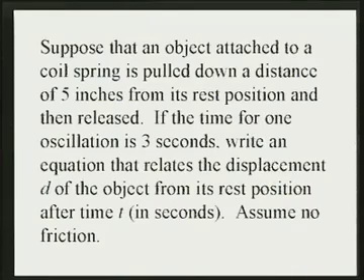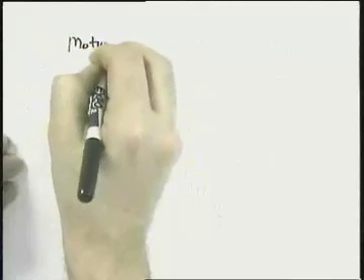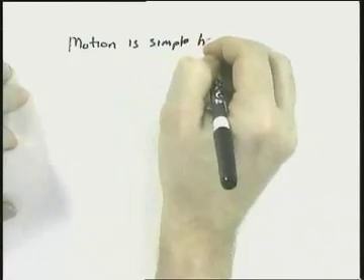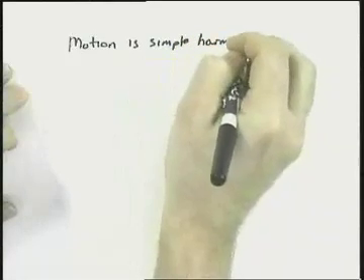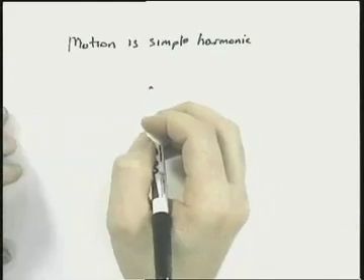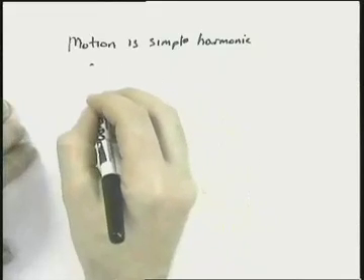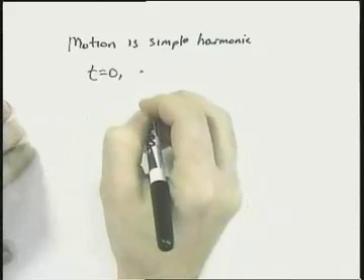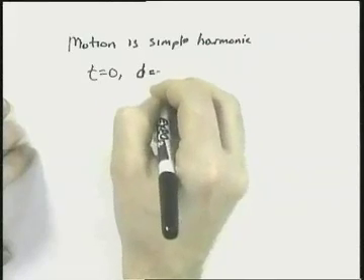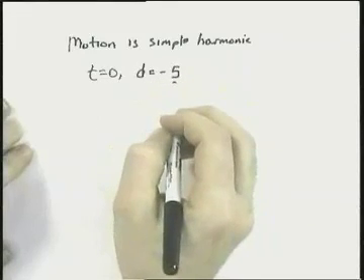Assume no friction. First, we need to understand that the motion is simple harmonic. The reason the motion is simple harmonic is because we're assuming no friction or other outside forces are going to slow the object down and bring it to an ultimate rest. When the object is released at t equals 0, we know the object is 5 inches below its rest position. In other words, d, its displacement when time is 0, is negative 5.